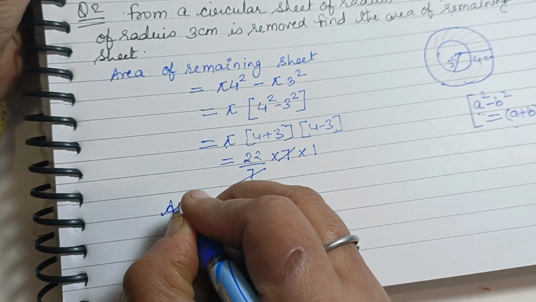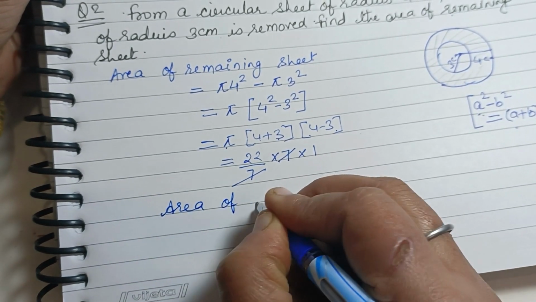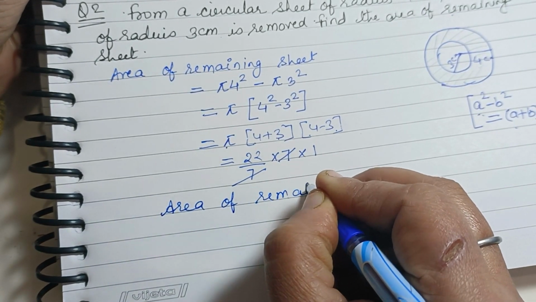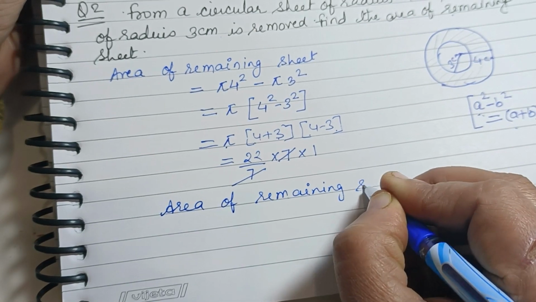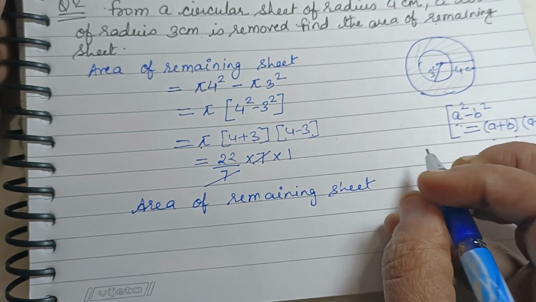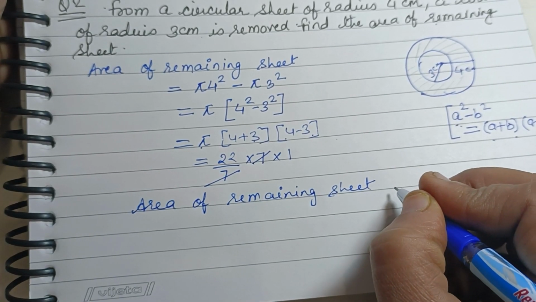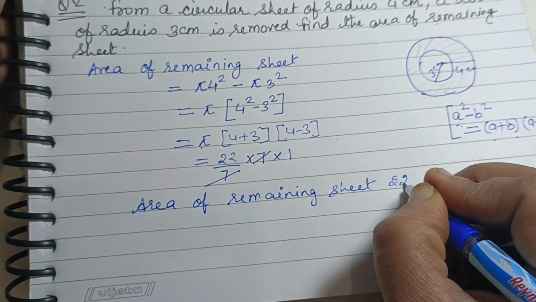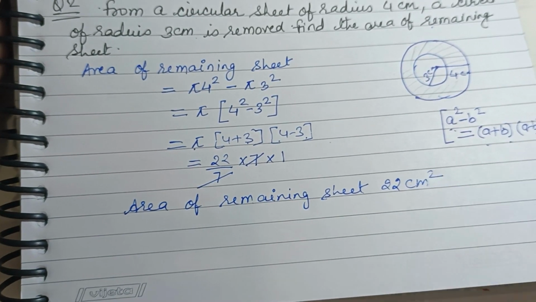So the area of the remaining sheet, as in the question they have not specified what value we should take of pi, so we have taken 22 upon 7. So 22 centimeter square.